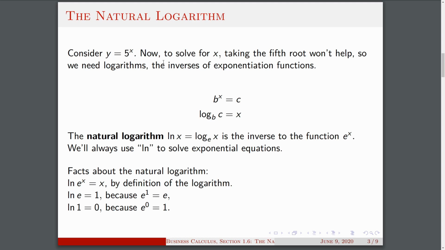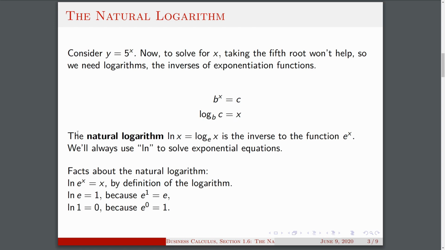All right. This is how to compute the inverse of an exponential function. So if you have b to the x equals c, a logarithm will solve for that exponent. That is a variable. That's the whole point.